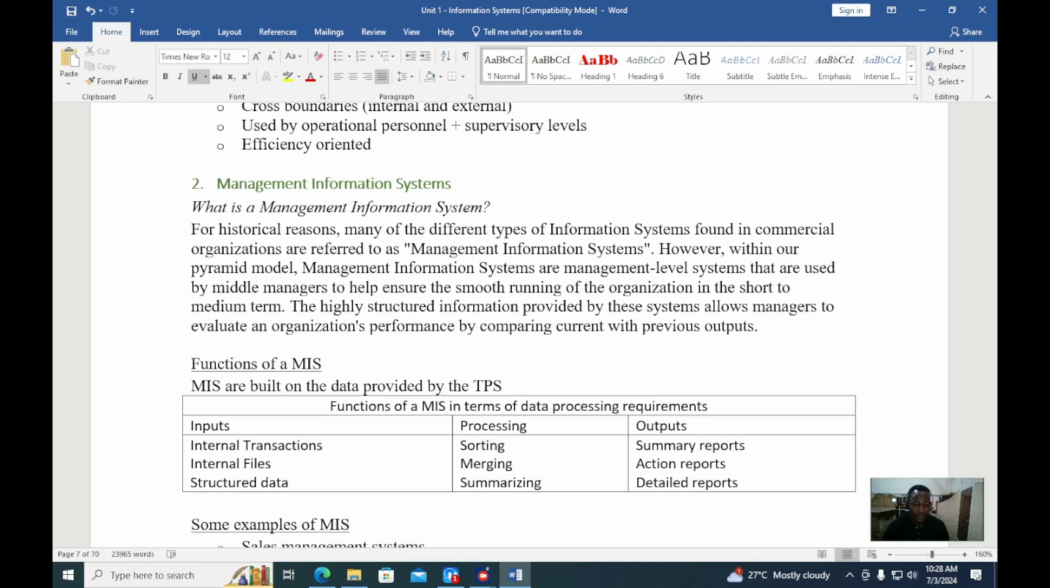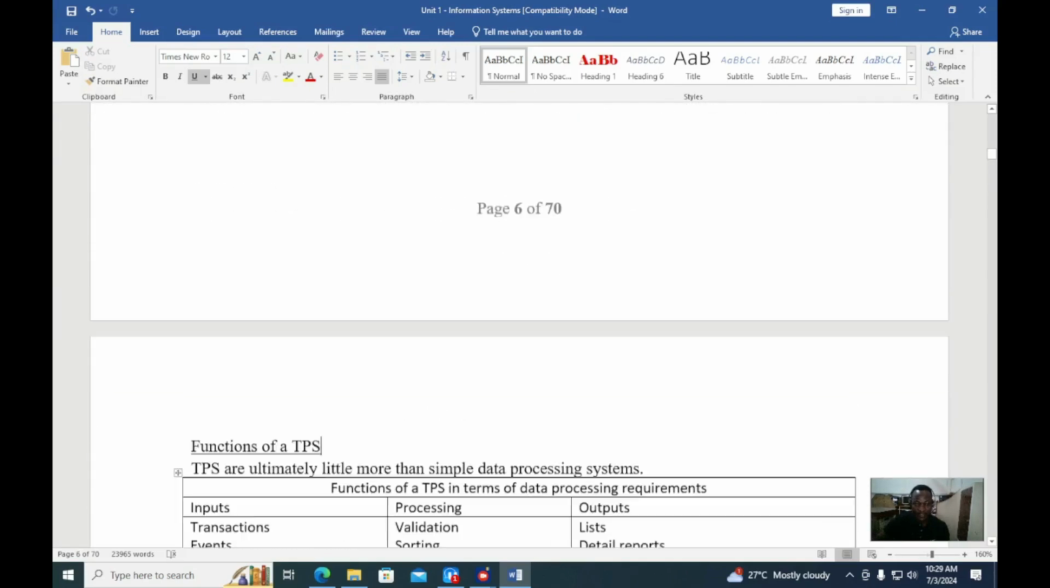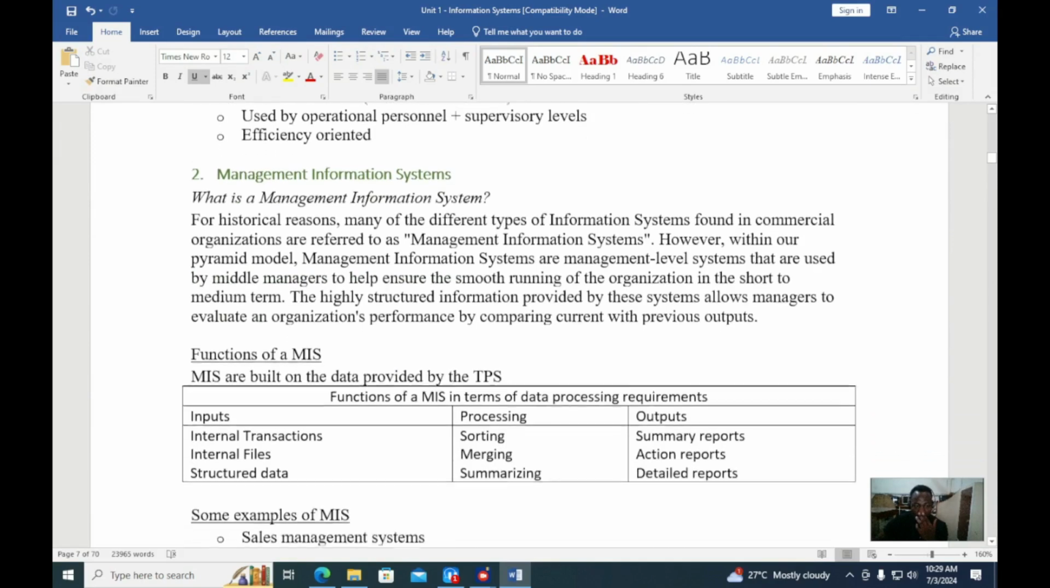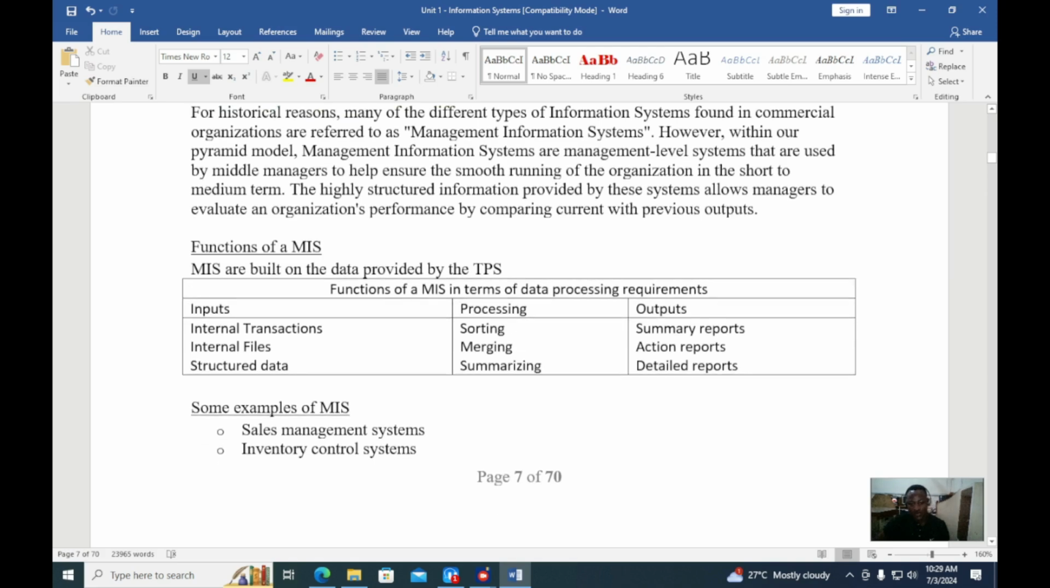They are highly structured in terms of what information they produce. Okay, so they allow managers to have an evaluation of the performance of the organization by making a comparison between a previous output and the recent output that we have.